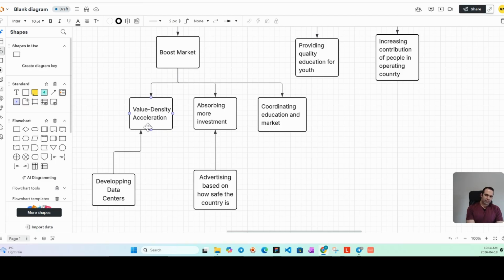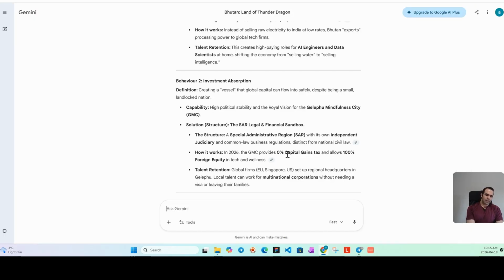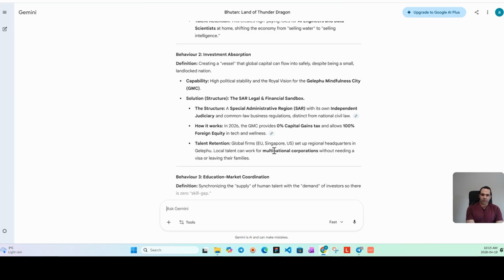What else? We used one example in the prompt, a few-shot example prompt, and then we can get the response for this one as well. So this is one solution. This is just one. We need to absorb more investment. One way is promoting the safety, talking about how safe Bhutan is.